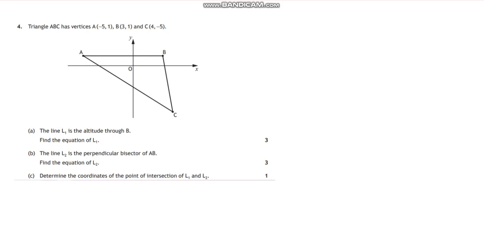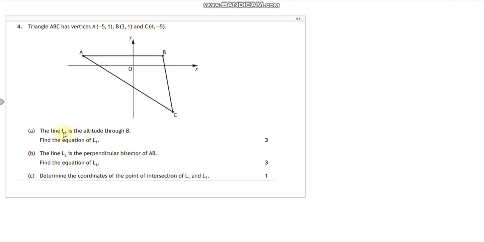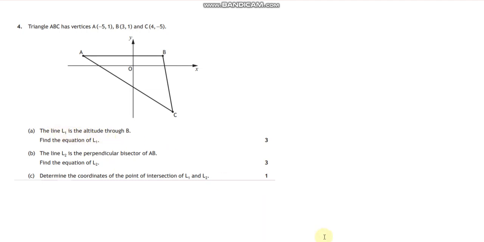Okay, question 4 clearly looks like a straight line question. So the first one is the line L1, the altitude through B. Find that equation. So I would be drawing that on first of all. The altitude through B is going through point B, and an altitude makes connection with this line at 90 degrees. It's perpendicular to that point.